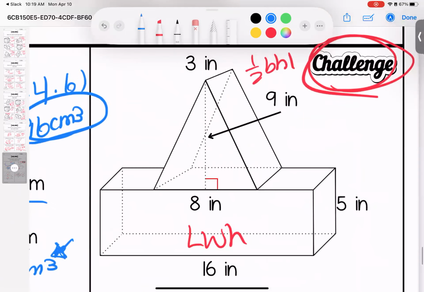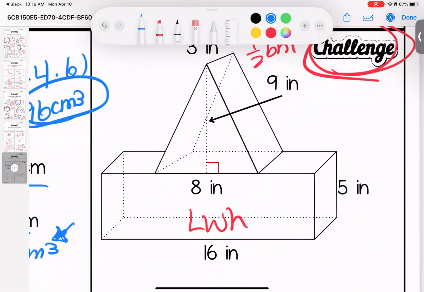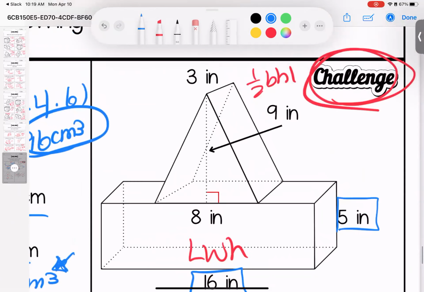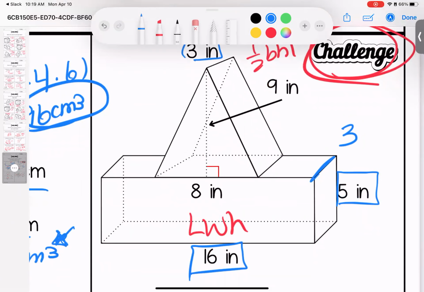Over here, this one is a challenge, and we're going to talk about why in just a minute. So starting off with our rectangle, we have 16 times 5, but we have to figure out the depth of it. And if we look up here, we have a depth of 3. So that part was a little bit tricky. We really had to utilize the pieces that we have here. So 16 times 5 times 3 gives us 240 inches cubed here.